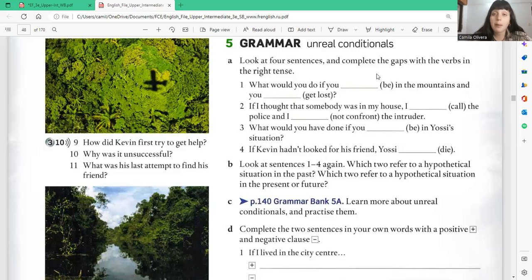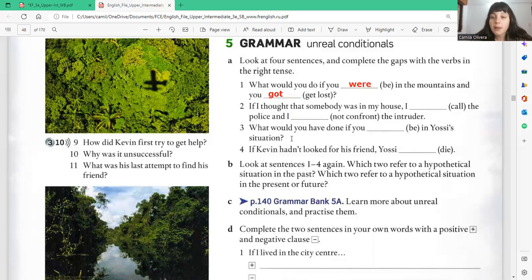Well, so what we have to do here is to complete these sentences with the correct tense. And I'm going to do it for you just to begin with the explanation for the conditionals. These are some sentences that are related to the text. The first one says, what would you do if you blim blim blim in the mountains and you blim blim blim get lost? So in this case, we have to complete this with the past simple. What would you do if you were in the mountains and you got lost? What would you do? We are going to discuss that next class. So this is the past simple that we're using here.